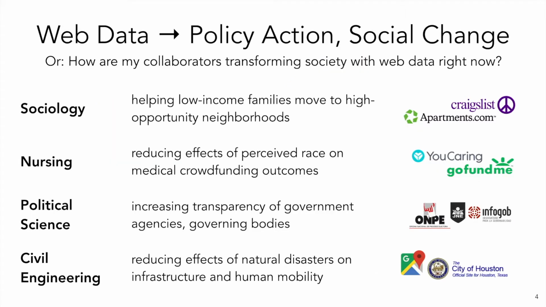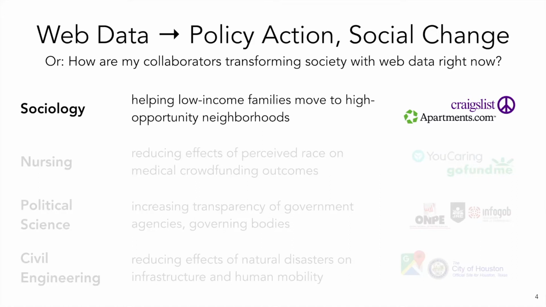These are some of the things that our collaborators from the social sciences are doing with our tools right now. I'm just going to highlight one of them in particular. These folks are a team from sociology, and they're using real-time data collected from Craigslist and apartments.com, and they're trying to figure out how they should set the thresholds for housing vouchers, the rent thresholds, in order to help low-income families move to high-opportunity neighborhoods.